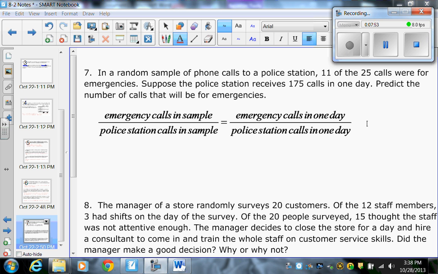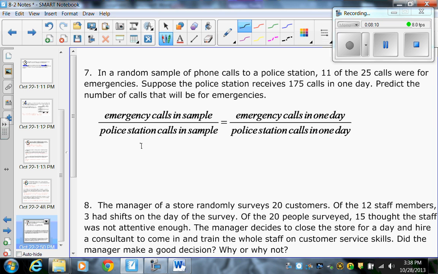So the proportion that we're going to set up is the emergency calls in the sample over the police station calls from the sample is equal to the emergency calls in one day over the police station calls in one day. According to our problem, 11 of the 25 calls were for emergencies. So 11 of the calls in the sample were for emergencies out of the 25 calls made in the sample to the police station, and that has to equal x, the number of emergencies in one day, given that they had 175 calls in one day.